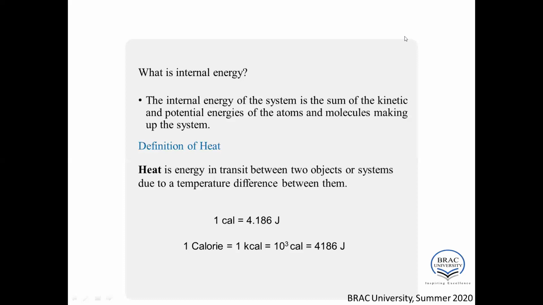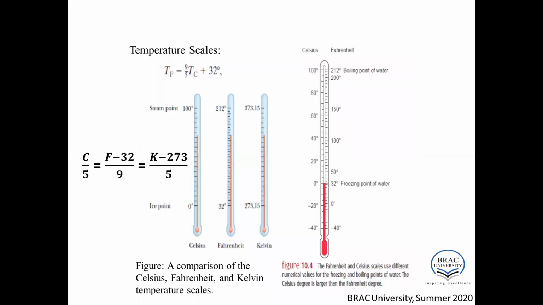The relation between the calorie and joule is 1 calorie is equal to 4.186 joule, or 4.2 joule. And 1 kilocalorie is equal to 10 to the power 3 calorie, which is equal to 4186 joule. So heat is one kind of energy and the unit of heat is joule or calorie. Now let's see the temperature scale.